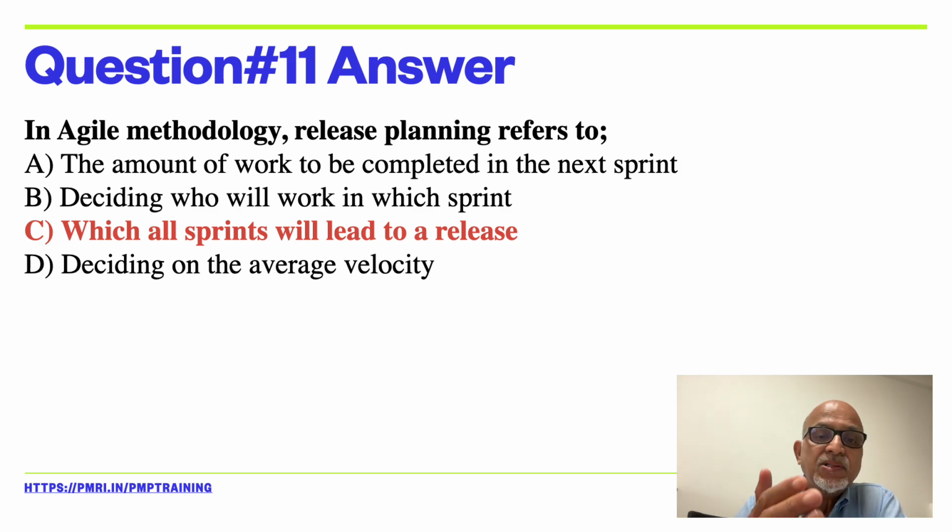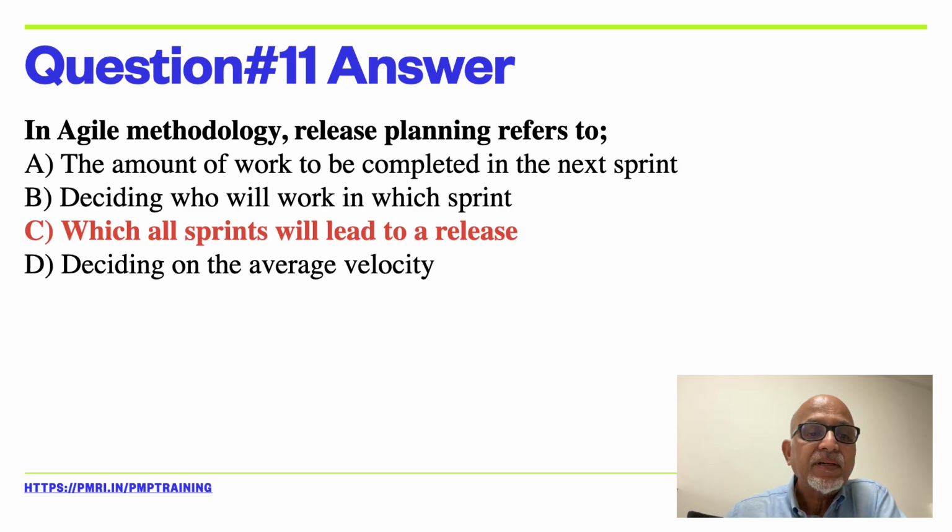For example, sprint 1, 2, 3, and after the third sprint, we may make a release to the client. Again, 5, 6, 7, 8, and after the eighth sprint, we may make a release to the client. So here the key point is at the end of every sprint, we are not releasing the product to the client. At the end of every sprint, we are giving a demo of the product or we are reviewing the product increment. But after a series of sprints, we end up making a release to the client. So the planning of this, we call it release planning.